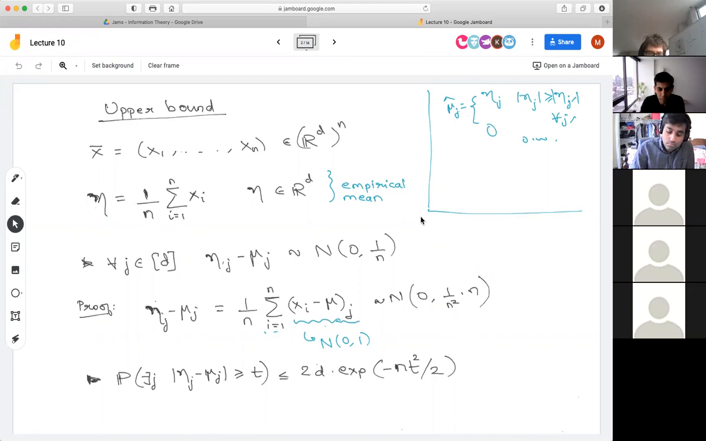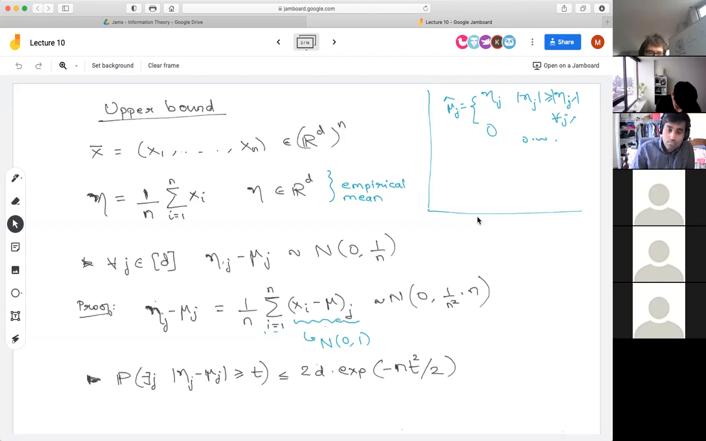mu sub j. Sorry, Madhur, can I ask you a quick question? Absolutely. Wait, so this notation is like bold mu j? That's the empirical estimator, which is just the sample mean. Eta is the empirical mean, or the sample mean. It's not the estimator. The estimator is mu hat.